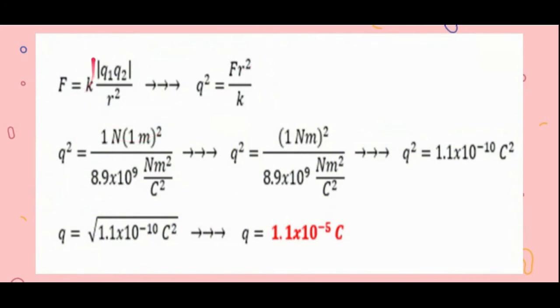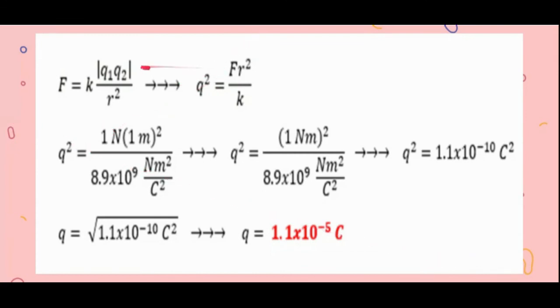So F is equal to k times the absolute value of Q1 times Q2, divided by r square. Since there are two Q's here and both are unknown, but we know they are the same because they are identical, they have the same magnitude. So we can write Q1 and Q2 as the same, and we need to transform this equation into this equation. And how do we do that?